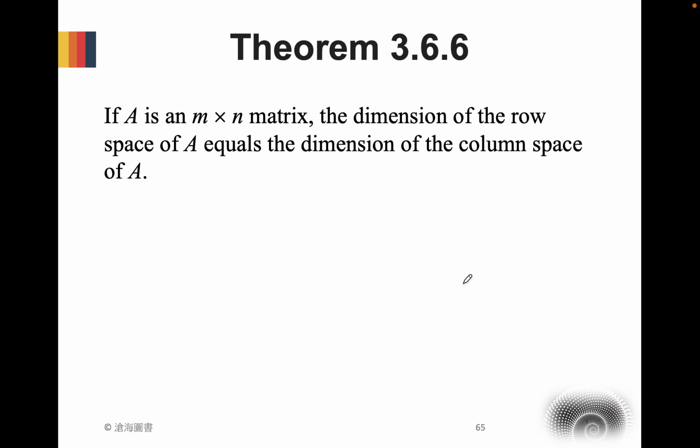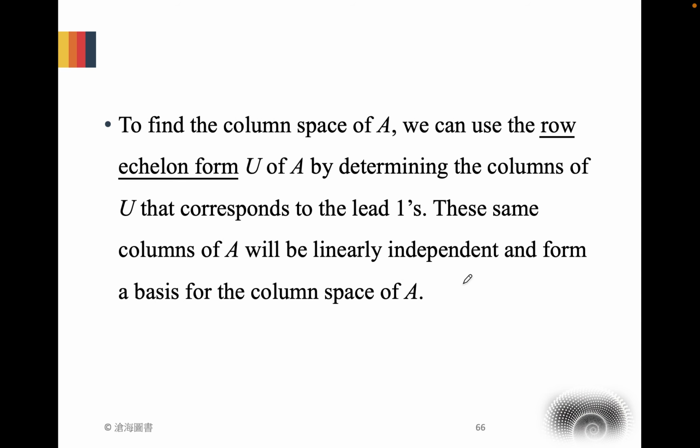Now, Theorem 3.6.6. If A is an m by n matrix, the dimension of the row space of A equals the dimension of the column space of A. We have mentioned that the dimension of the row space of A is called the rank of A. And actually, the dimension of the column space of A is also the rank of A. So why?